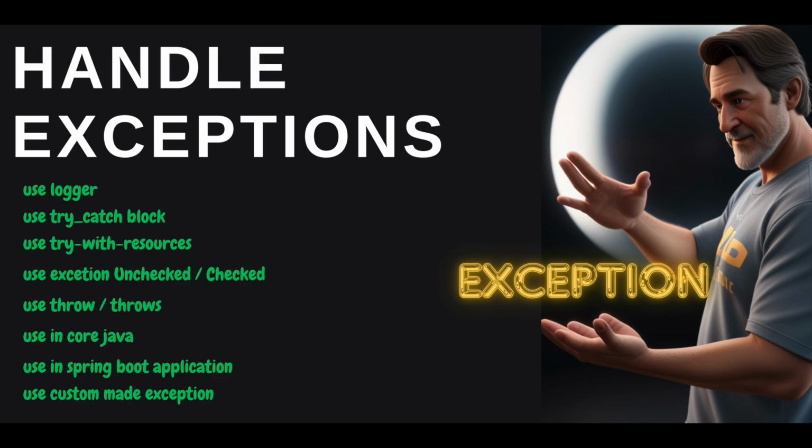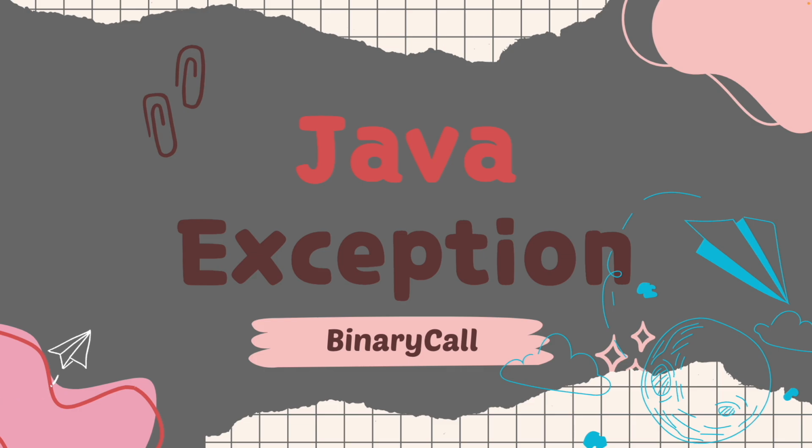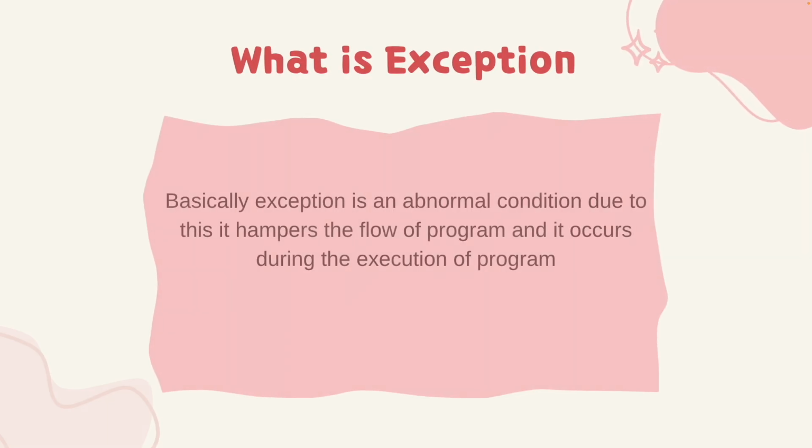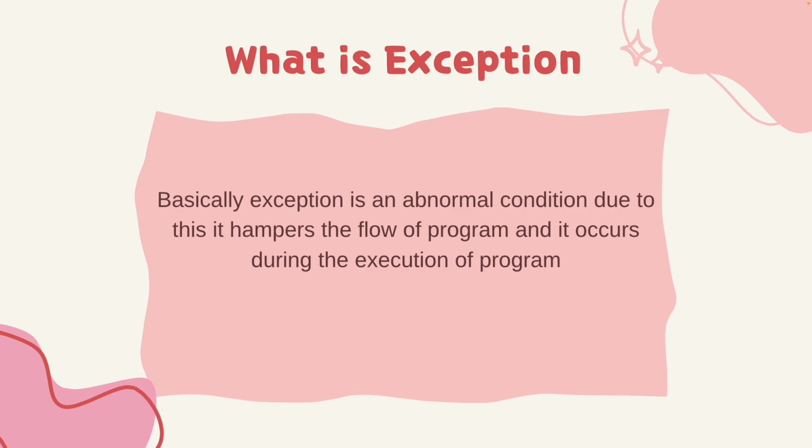In this video, I will talk about Java exception, how to handle exception in core Java and Spring Boot. So let's discuss. First one is, what is exception? So exception is like an unwanted and unexpected event in a program or in an application. So basically anything which does not behave as expected by the user gives some exception.